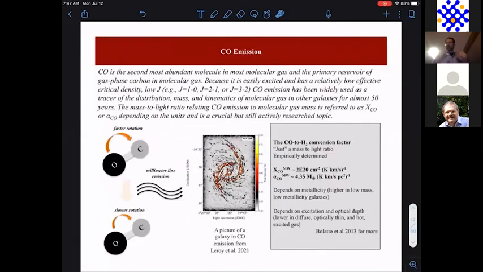So at low redshift, there are a lot of other options, but the truth is that we still lean quite heavily on CO emission. And there's a reason for that. As a tracer for molecular gas, CO is nice because it's the second most abundant molecule, and because it's the primary reservoir of gas phase carbon deep inside the cloud, so above an extinction of about a magnitude. Because the emission from the CO molecules is easily excited with relatively low effective critical densities.